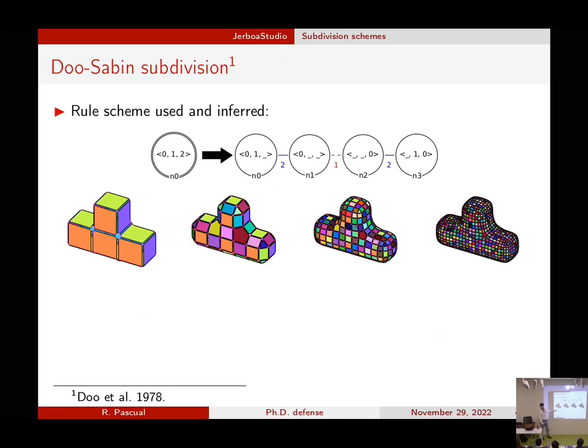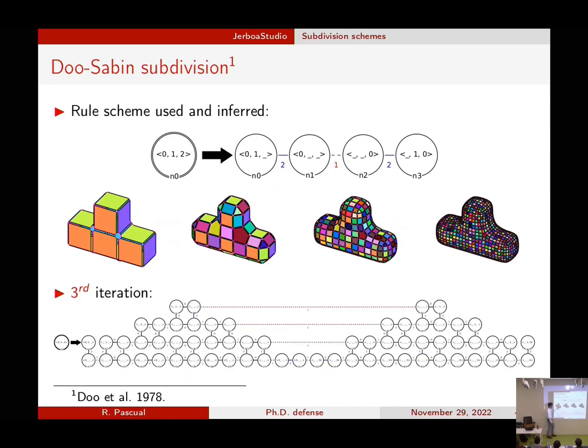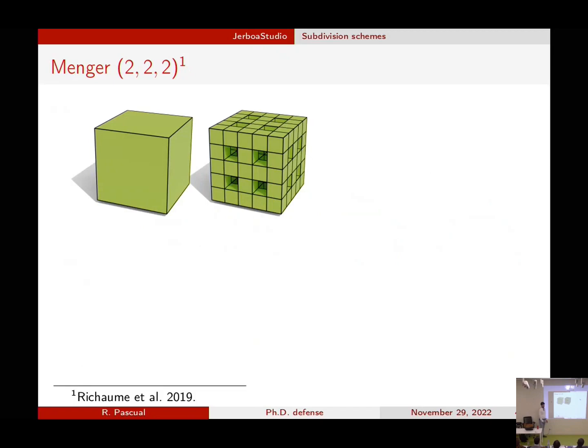And now these are simply objects. So I can use my first and my third object and infer a rule that performs the second iteration. And similarly, a rule that directly performs the third iteration. And believe me, you do not want to write this. Another funny example that I want to highlight is this Menger 222 operation.